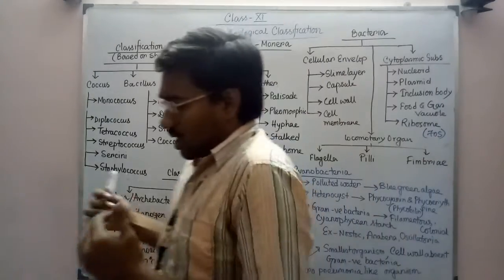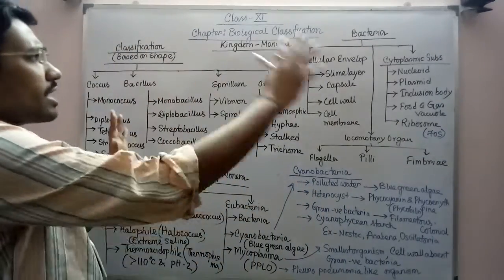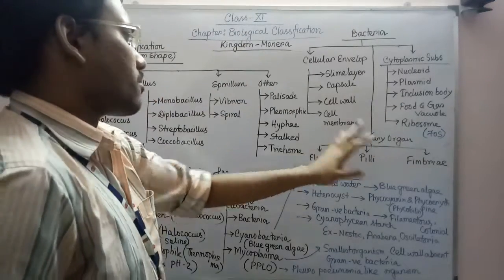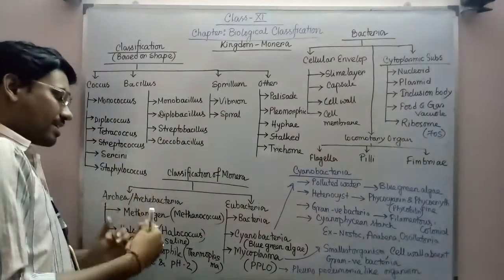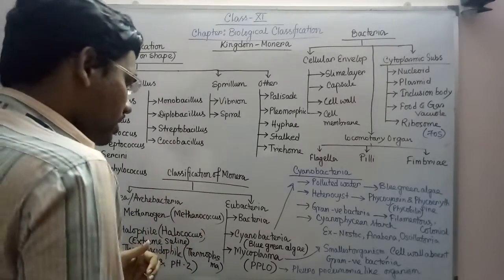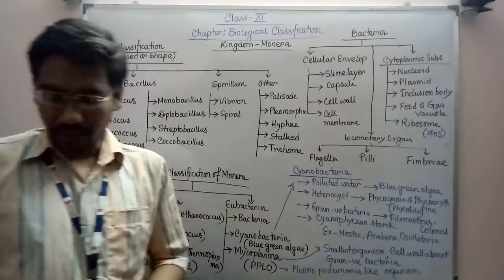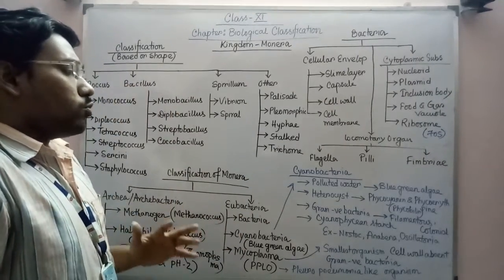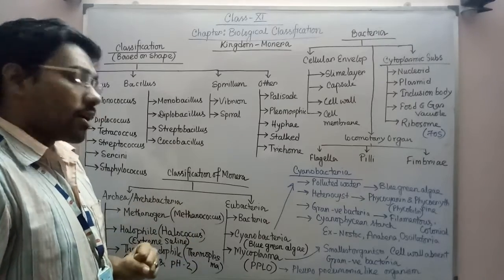Next, here we can properly understand the entire structure of the bacterial cell, starting from cellular envelope, cytoplasmic substances and locomotory organ. Next and the last two points we have to discuss are the cyanobacterial cell and mycoplasma. What are these specific organisms? Except normal bacterial or eubacterial cells, there are some other kinds of bacterial cells present.